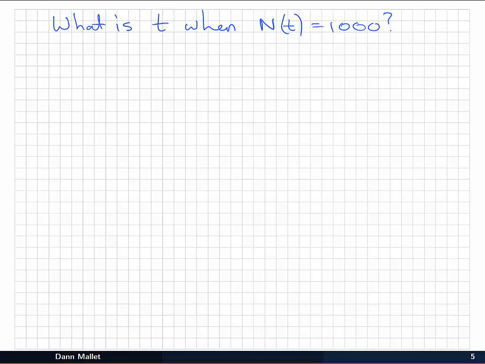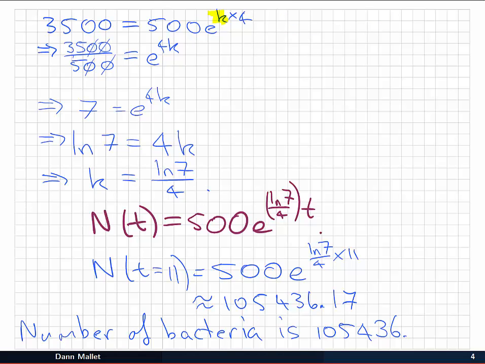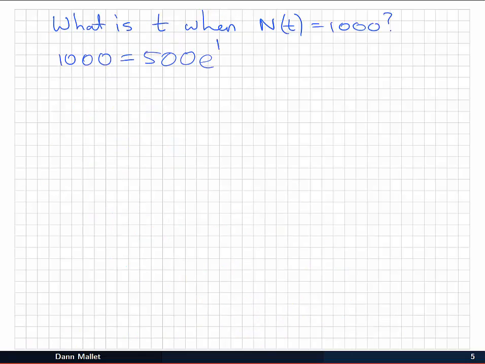Well, again, we're going to draw on the model that we've developed for bacteria here. The population equal to 1,000 is equal to the initial population multiplied by e to the k, but we remember that k is the natural log of 7 over 4, multiplied by the t-value. And we're in a very similar place to what we were when we solved for k. The only unknown that we've got in our equation here is t, and so we need to solve for t by rearranging and again using the inverse property on the exponential.